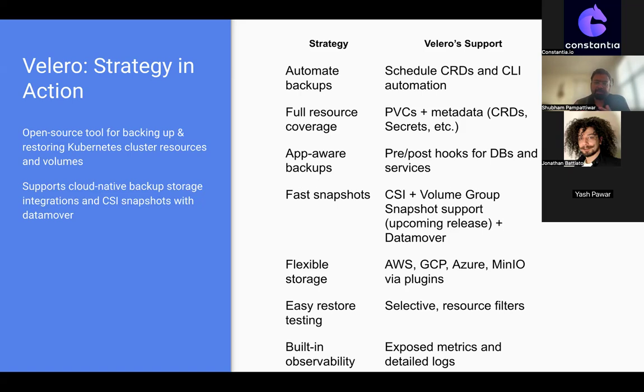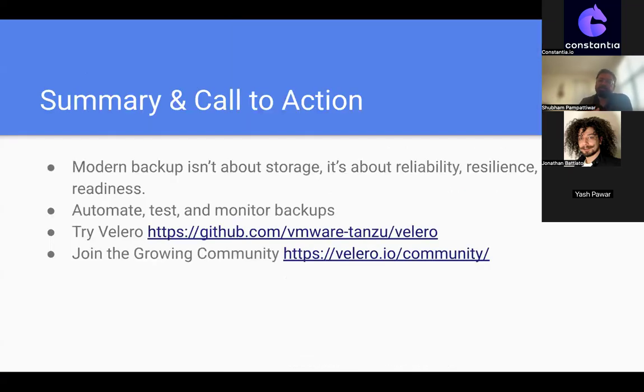And built-in observability too, like we expose a lot of metrics regarding backups, restores, or whatever APIs we provide out of the box. So you could use those metrics in your Prometheus dashboard to set up alerts and monitor your processes in play. I guess that's the conclusion. All in all, I would just say that modern backup isn't about storage, it's about reliability, resilience, and readiness. And at a high level, automate, test, and monitor backups.